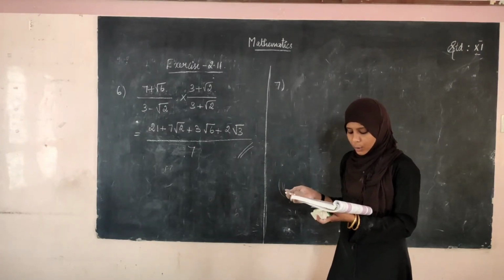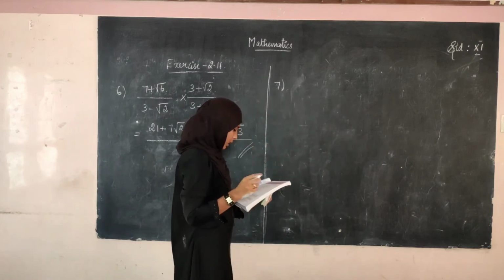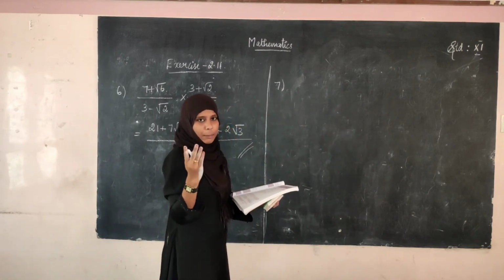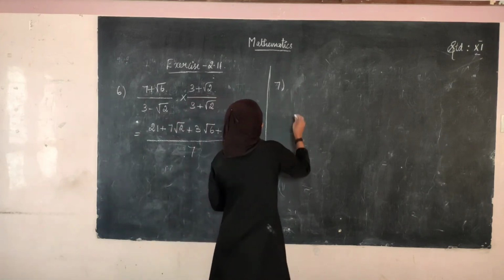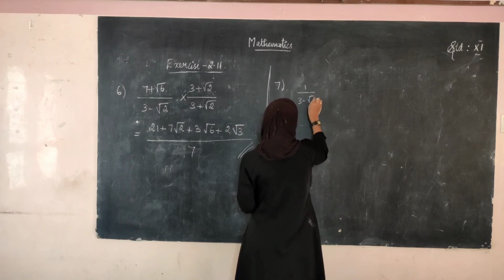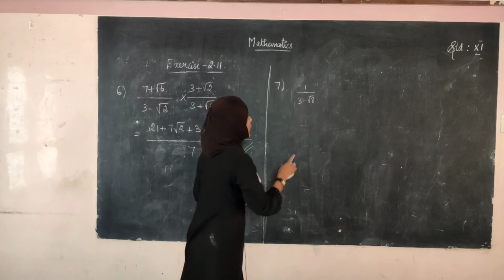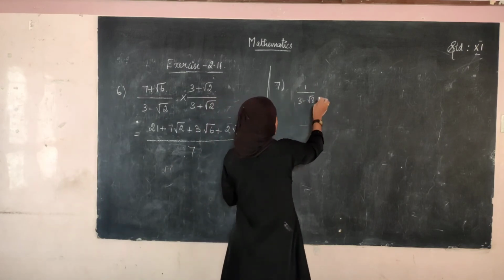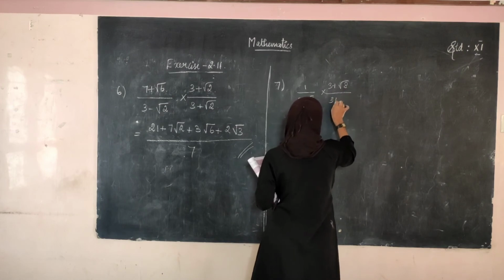So, what you have to do is, first let us take one part. Let us take that into 5 parts. Take each division as one part. Let us take the first one: 1 divided by 3 minus root 8. You are going to multiply and divide by its conjugate. Its conjugate is 3 plus root 8, so 3 plus root 8 divided by 3 plus root 8.